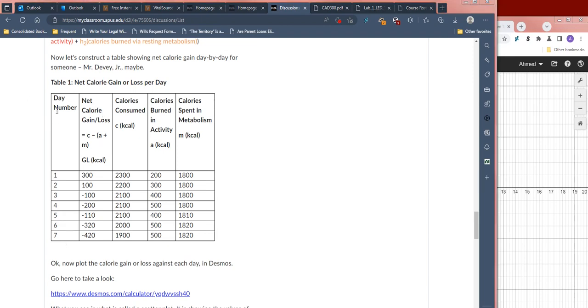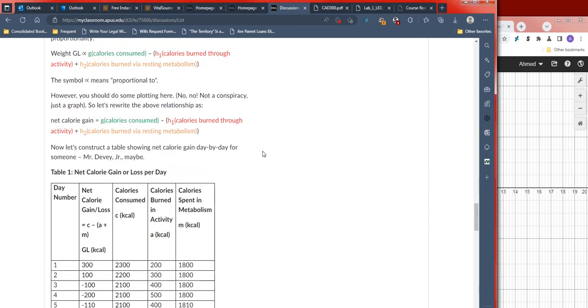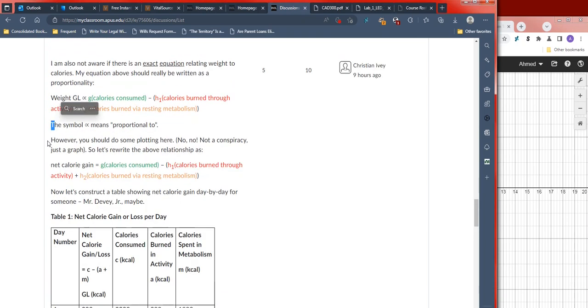So what we have here in this table is, I call it day number, but it just means which day of the week or month, or the elapsed time it is. So the first day you start making these measurements is day 1, and then 2, 3, 4, and 5, and so forth. Okay, here's the net calorie loss or gain, which is basically this side of the equation.